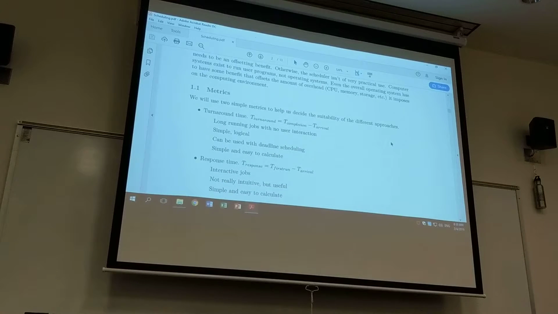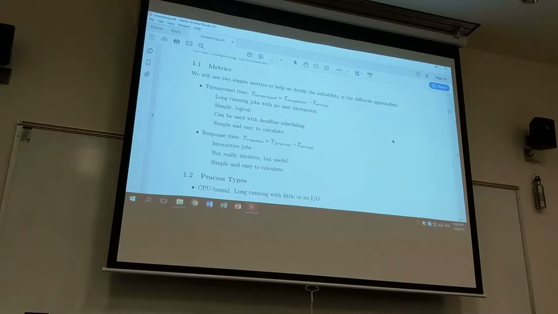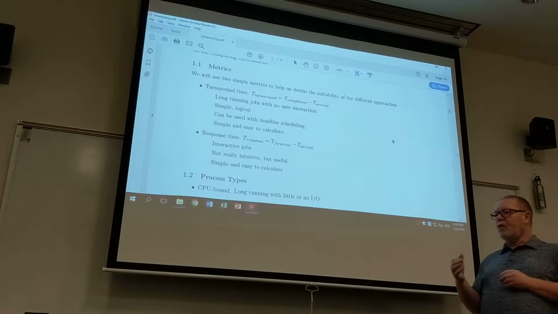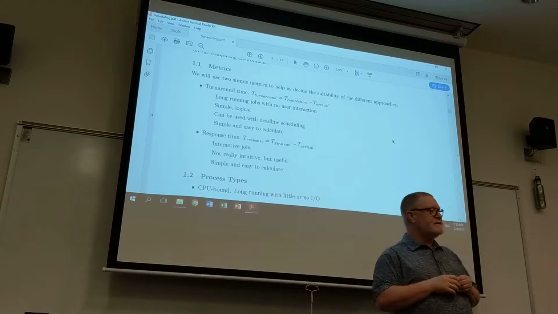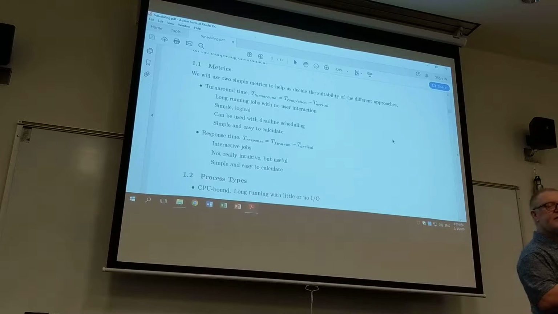Now, in order to help us do this, we're going to have two simple metrics. The more metrics you have, and all metrics is a measurement, okay, some standard. Like one of the metrics you'll see on some systems is percent CPU utilization. Okay, we're not going to go for something as fancy as that.